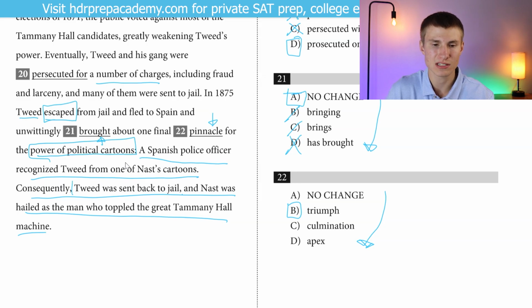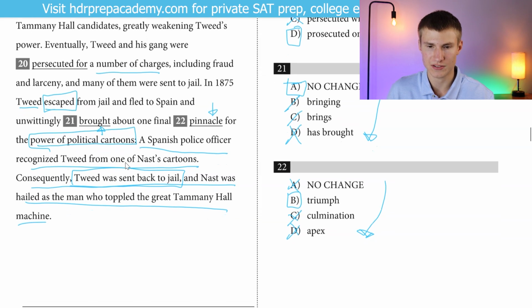Why is it a triumph? They were able to send Tweed back to jail. Okay, since they were able to send Tweed back to jail, that's a triumph. Answer choices C, D, and A would all be indicating, like, the end of something or sort of the peak of something that's happening. In this case, we're talking about a win for the power of political cartoons. Our answer there has to be B.